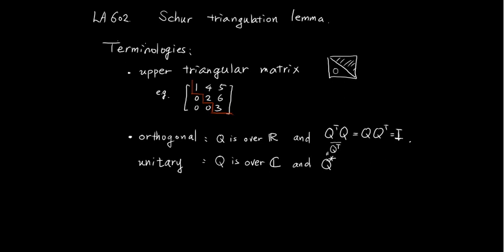Okay, so this operation we call the Hermitian. The Hermitian of Q is Q star. Okay? And so unitary means that Q Hermitian, Q star Q and QQ star, are both equal to the identity.